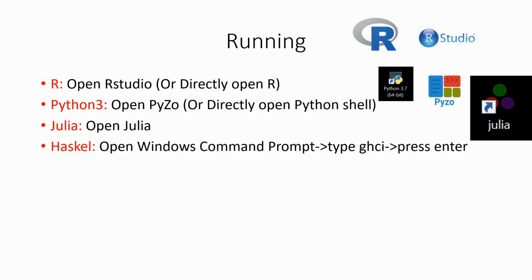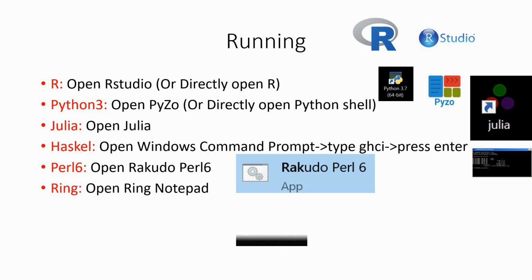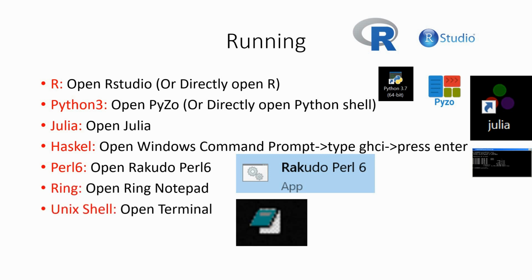For Haskell, you open the Windows command prompt, and then after opening it, you just have to type GHCi and then press enter. So you will now enter into the Haskell programming language. For Perl 6, click on the Rakudo Perl 6 icon. For Ring, click on the Ring notepad. For Unix shell, just open the terminal in any of your Linux distros, for example Ubuntu.